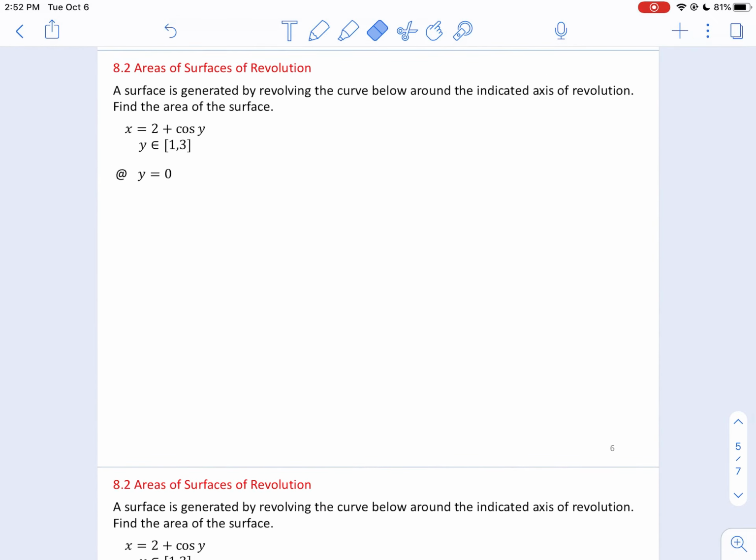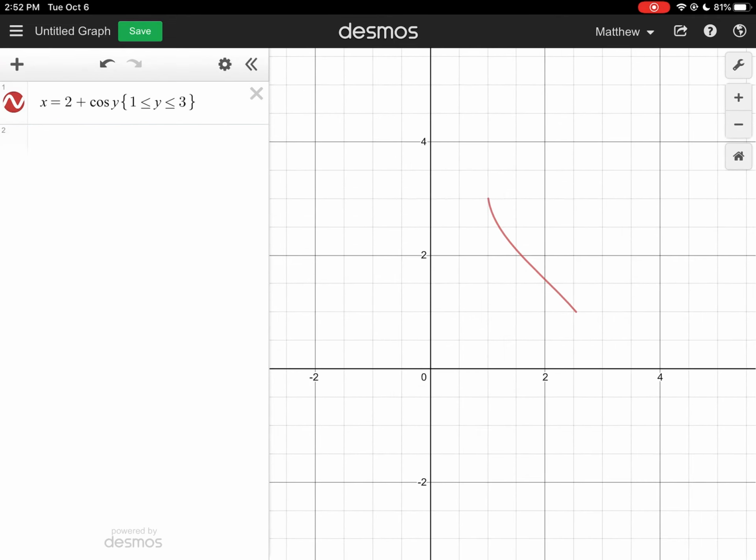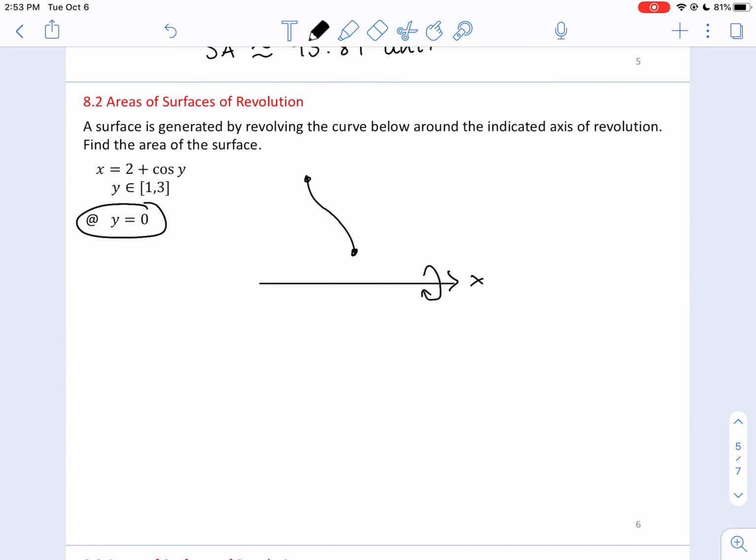This time we're doing a curve that's presented as x as a function of y. x equals 2 plus cosine y. Here's our curve, and we're cropping it from y equals 1 to y equals 3. So it's really just this portion of the curve that we're looking at. Remember, when I write x here, this is the x-axis. In equation form it is y equals 0.